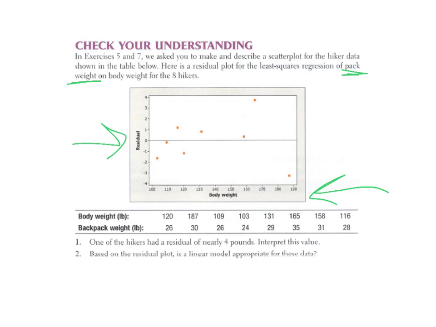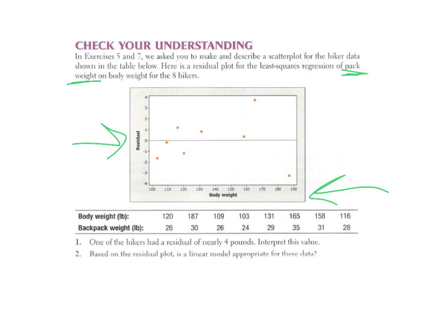Interpret this value. Well, it's a positive value, so we know that it's above what was expected. So the backpack, using my Y context here, the backpack for this hiker was almost 4 pounds heavier than expected based on the weight of the hiker. So based on my X. Again, we're going to be trying to put together sentence stems for all of these things in class.